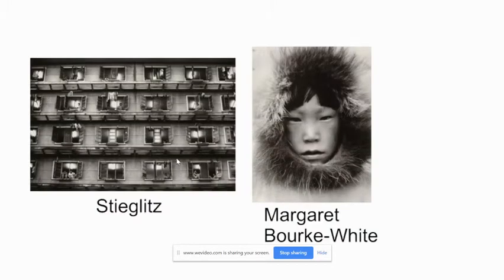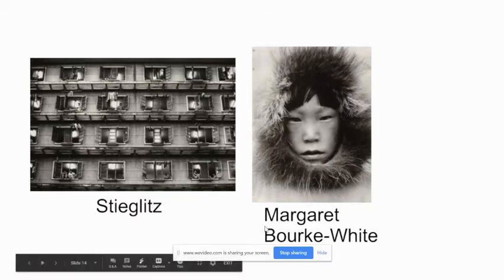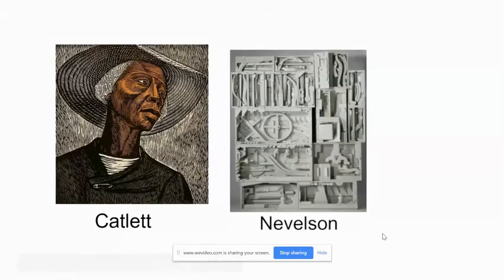These are both photographers. This is Alfred Stieglitz. He was married to Georgia O'Keeffe, who you'll see in just a minute. And this is Margaret Bourke-White. There's a lot more to photography than just pulling a phone out of your pocket.